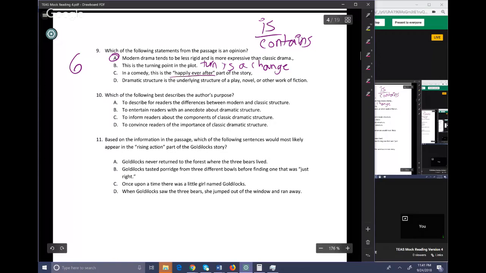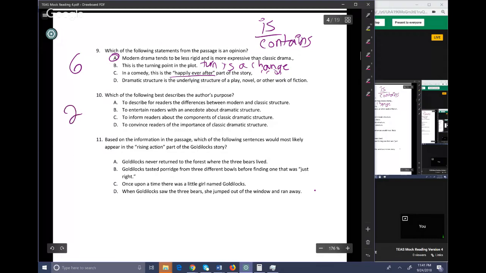And then when they said happily ever after in C, they've got the quotes around it. So it is literally supposed to be the happily ever after part. The author is not endorsing it as such. They're just naming it that way because that would be what the author of the play or whatever we're talking about would say it was.